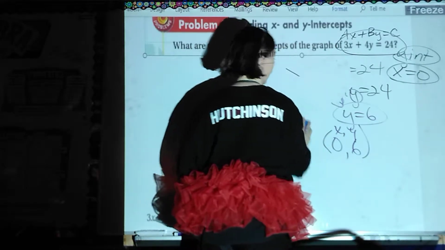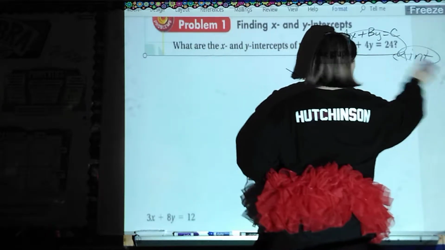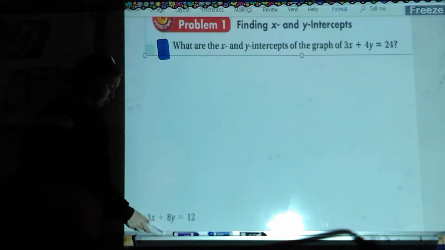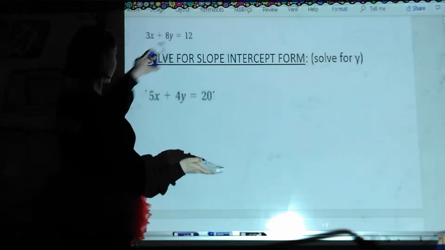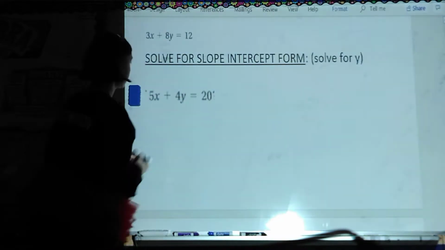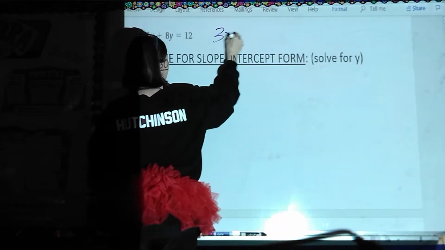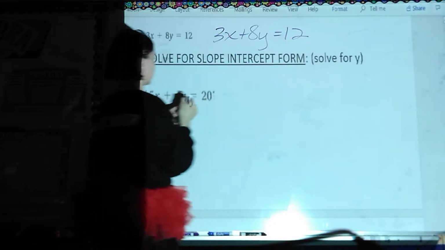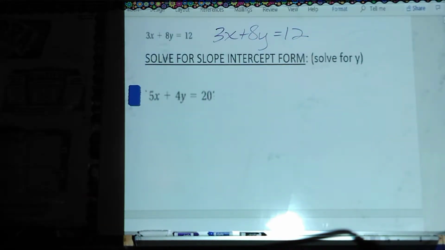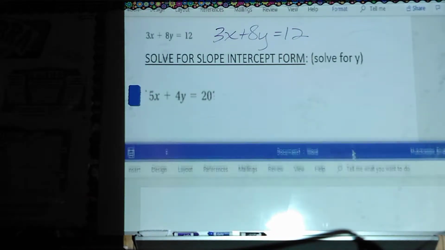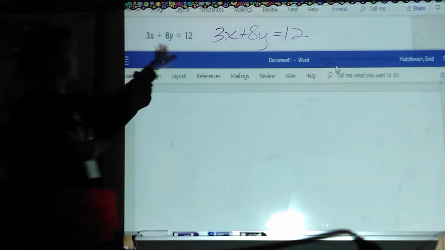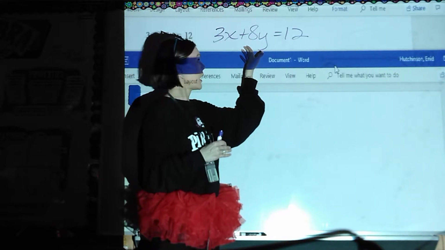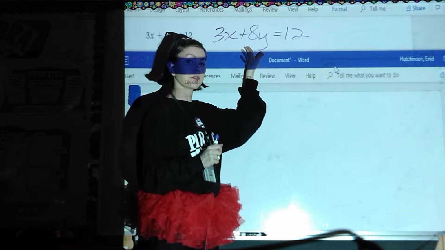All right, so your equation in standard form is going to be, here it is. I'm going to write it for you nice and big. 3x plus 8y equals 12. I just wrote it bigger for you. So you're going to solve for the x and y intercepts, and then graph it, and we'll go over that together live. Okay, go ahead.